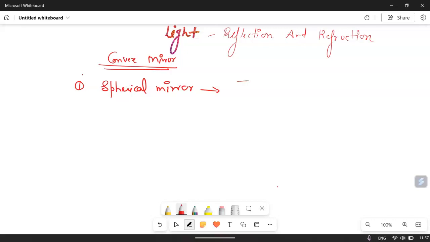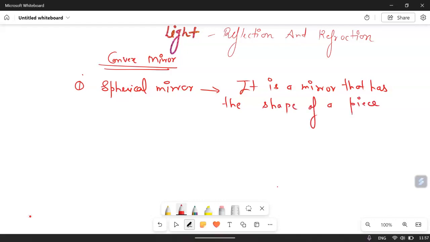Okay, I will write it down. You can make notes. It is a mirror. एक mirror है that has the shape of a piece. इसका shape कैसा होता है? Piece cut out of a spherical surface. इसे एक spherical surface से हमने cut किया है. That is called spherical mirrors. Okay. So those are two types, concave and convex.